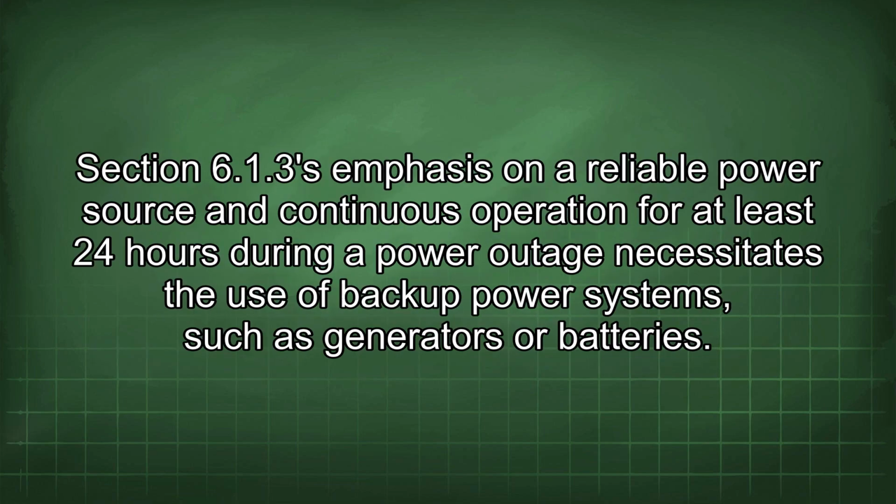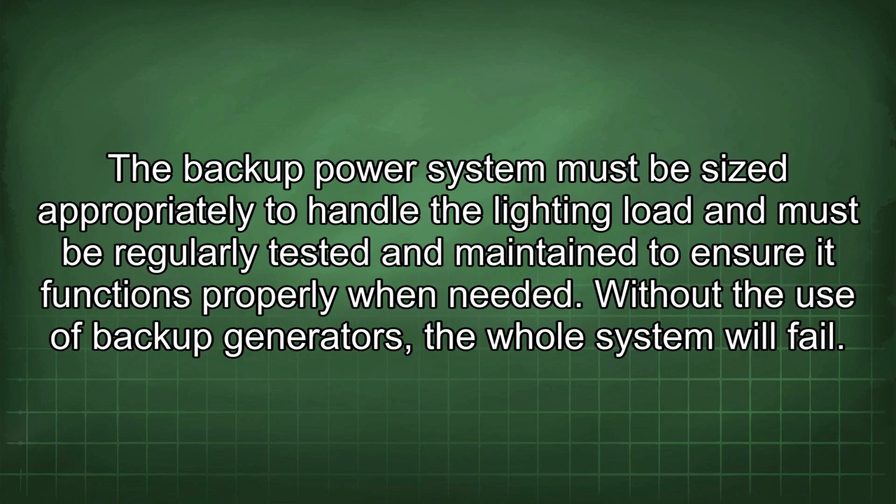Section 6.13's emphasis on a reliable power source and continuous operation for at least 24 hours during a power outage necessitates the use of backup power systems such as generators or batteries. The backup power system must be sized appropriately to handle the lighting load and must be regularly tested and maintained to ensure it functions properly when needed. Without the use of backup generators, the whole system will fail.